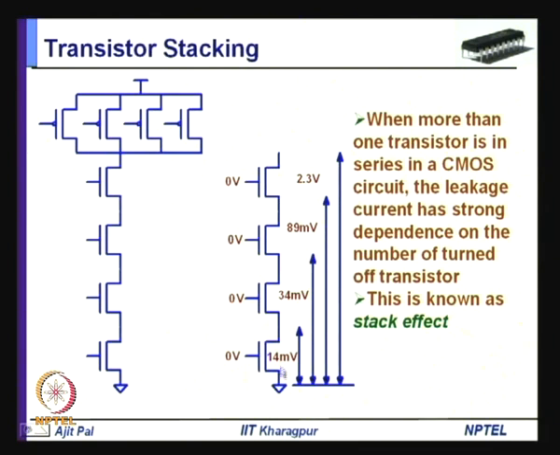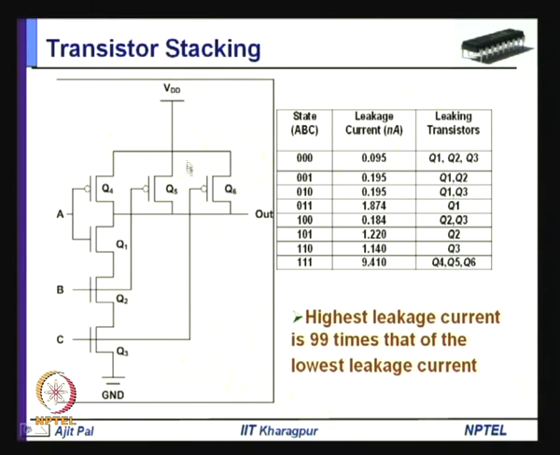So, in such a situation it has been found that when more than one transistor is in series in the CMOS circuit, the leakage current has a strong dependence on the number of turned off transistors. So, the number of turned off transistors will decide how much leakage current will flow, and this is known as the stack effect. Whenever you are having different voltages, we shall see what kind of current variation occurs.